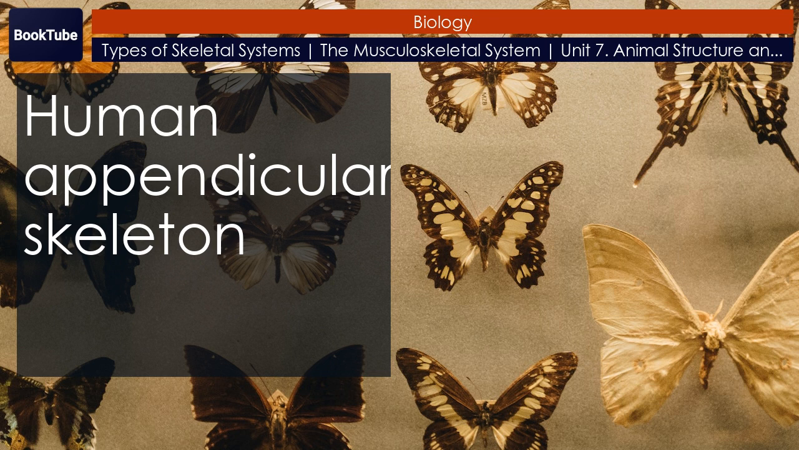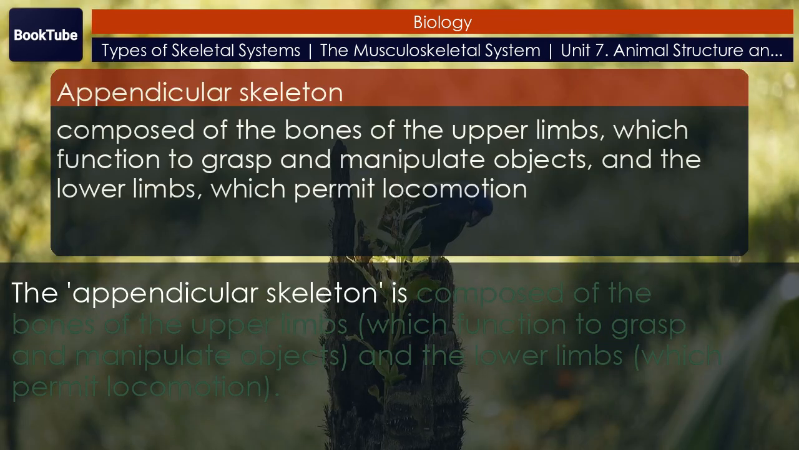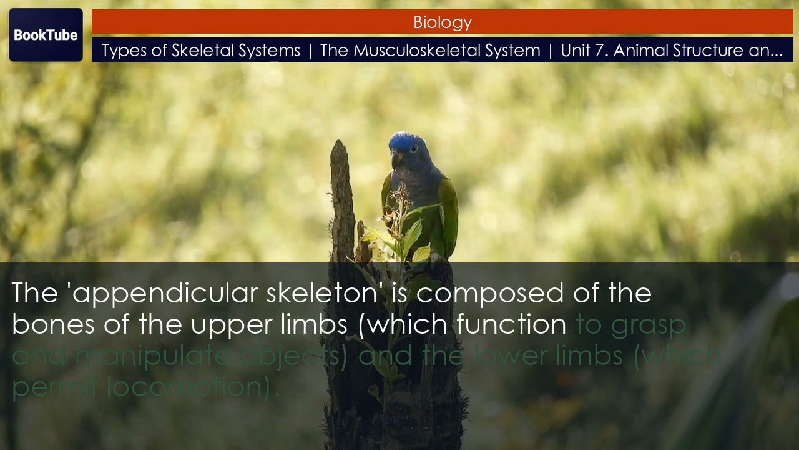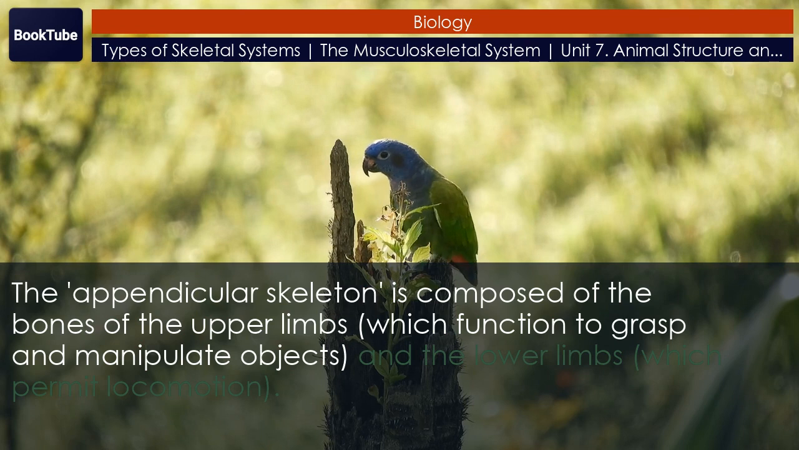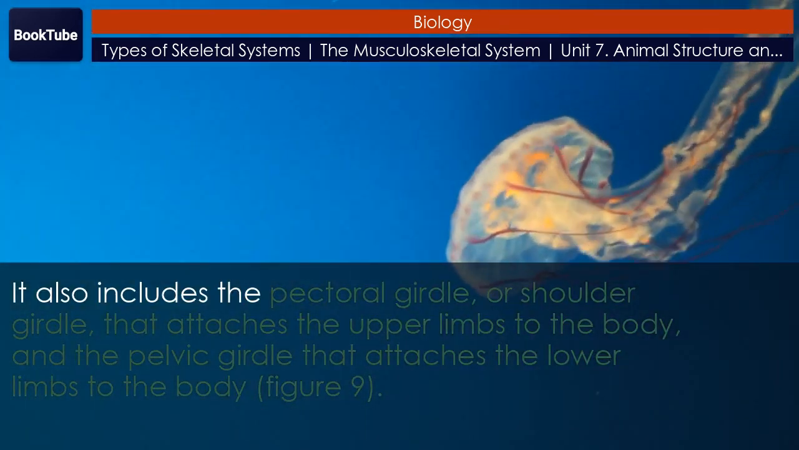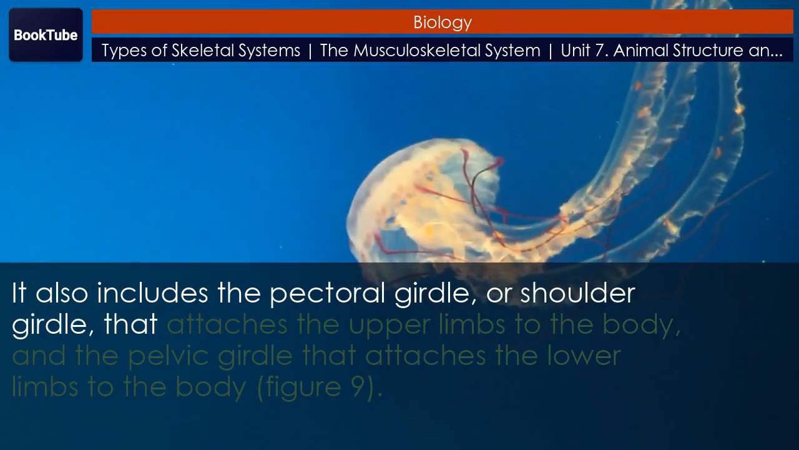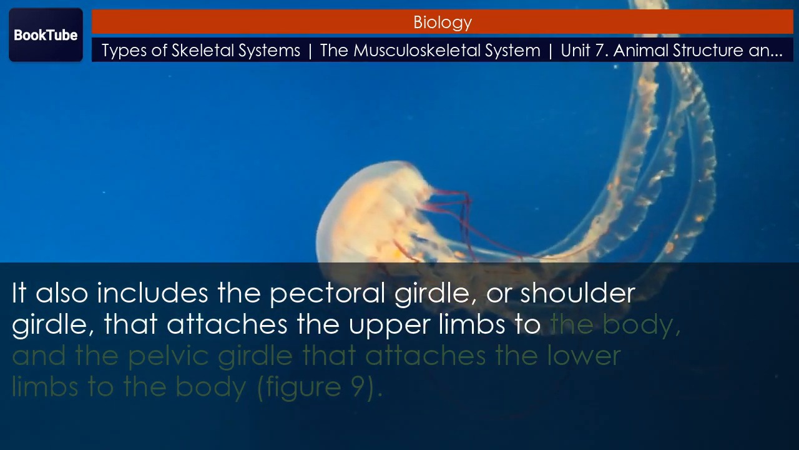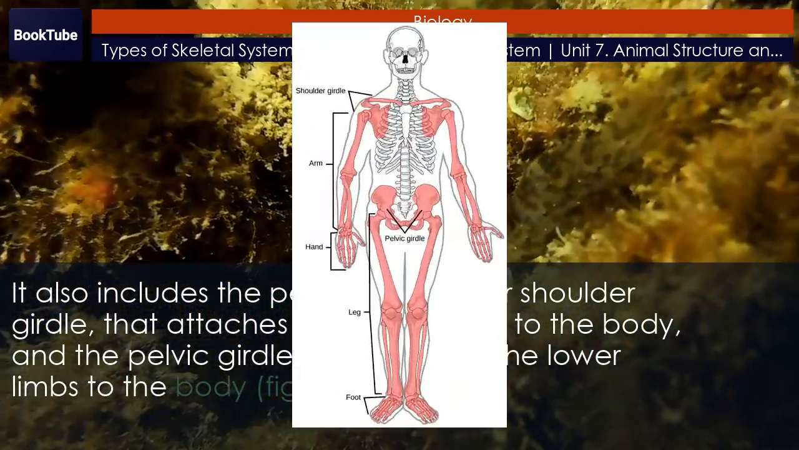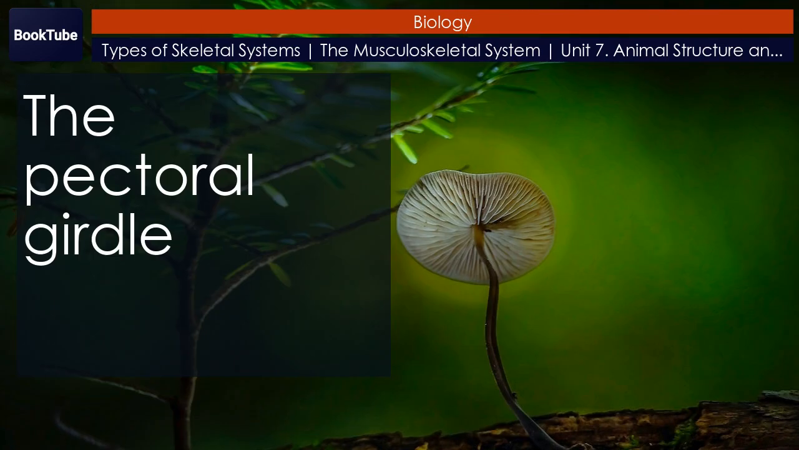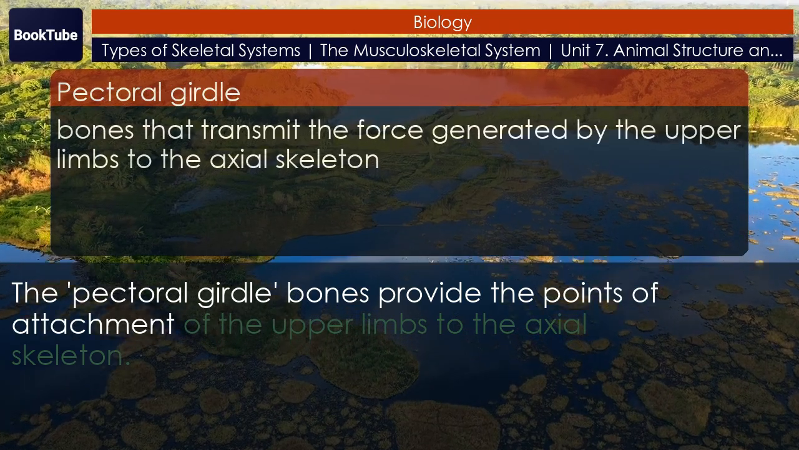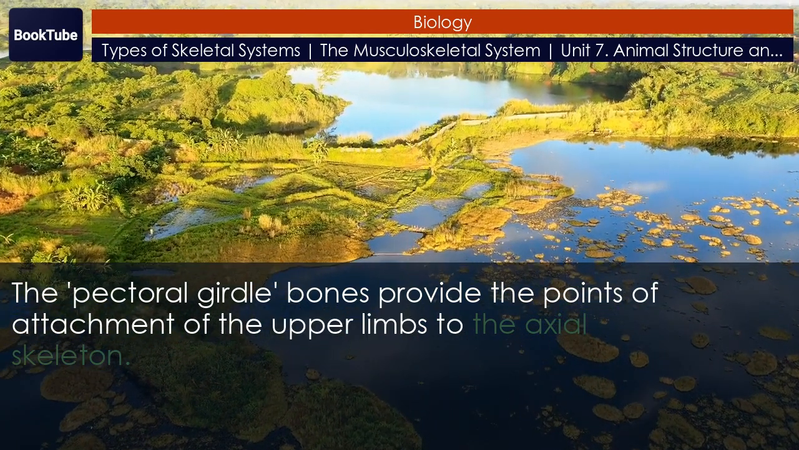Human appendicular skeleton. The appendicular skeleton is composed of the bones of the upper limbs, which function to grasp and manipulate objects, and the lower limbs, which permit locomotion. It also includes the pectoral girdle, or shoulder girdle, that attaches the upper limbs to the body, and the pelvic girdle that attaches the lower limbs to the body. Figure 9. The pectoral girdle. The pectoral girdle bones provide the points of attachment of the upper limbs to the axial skeleton.